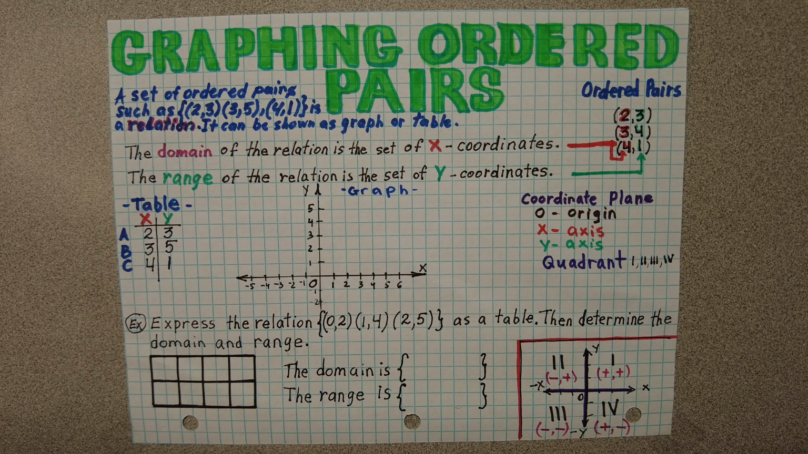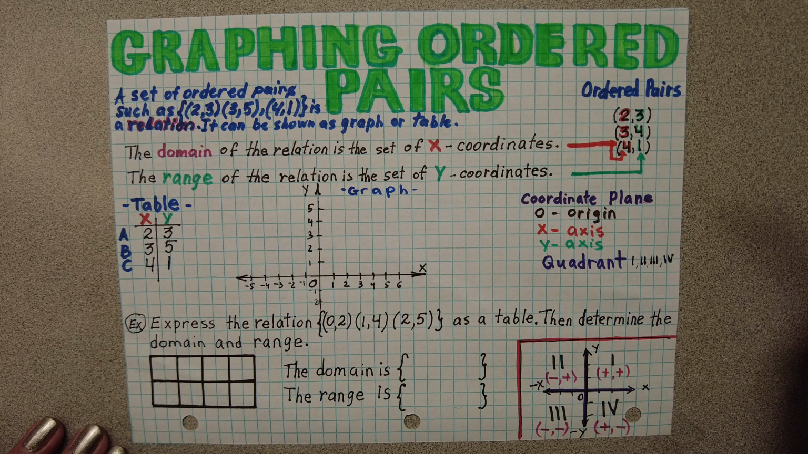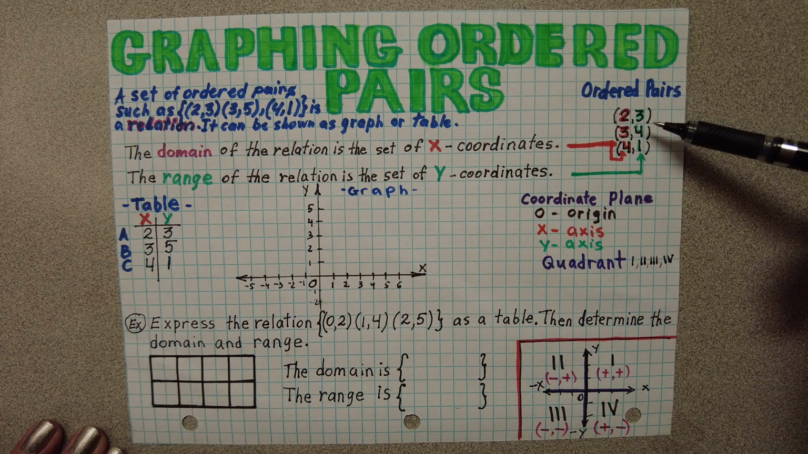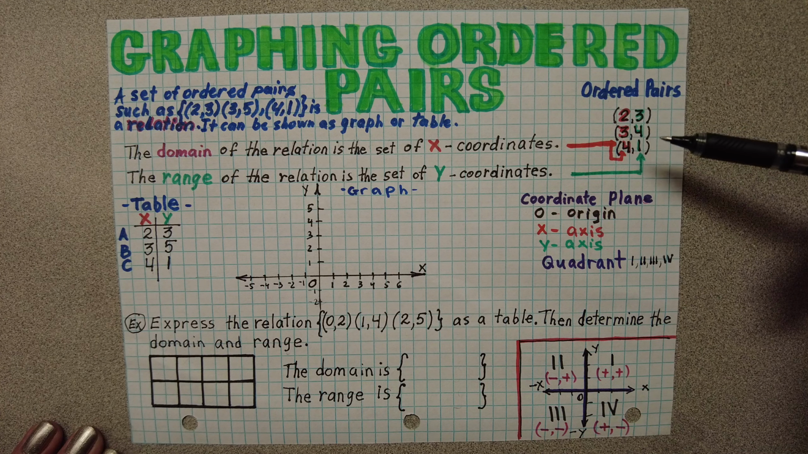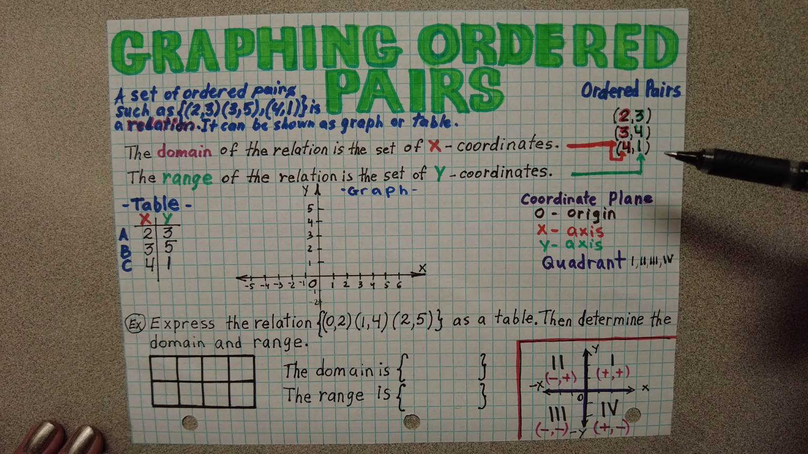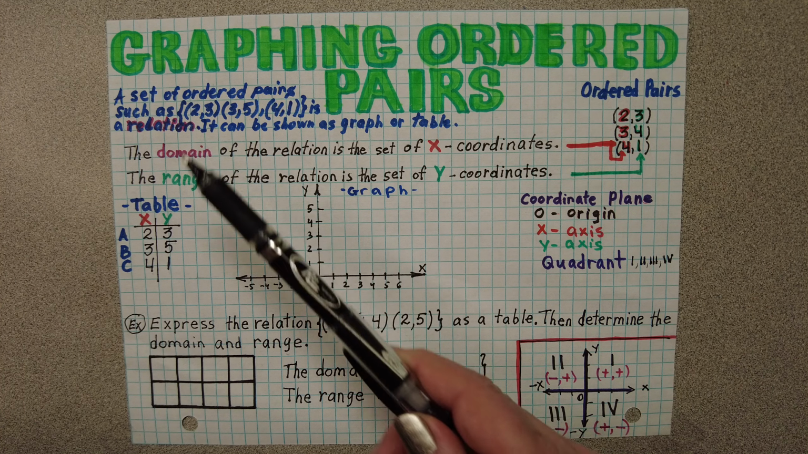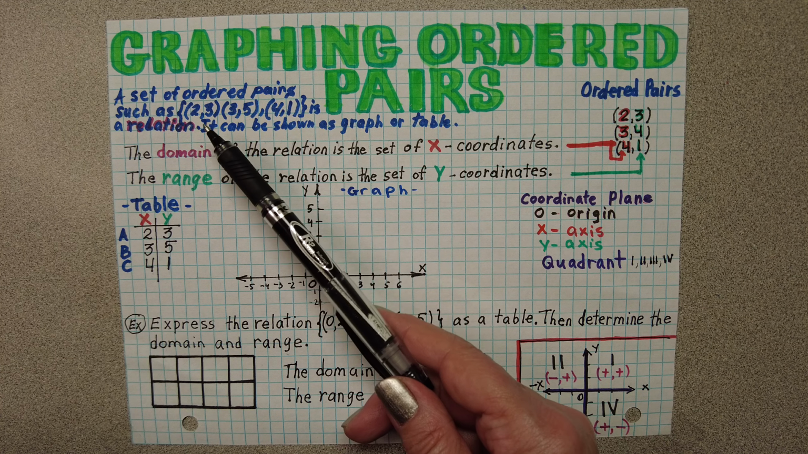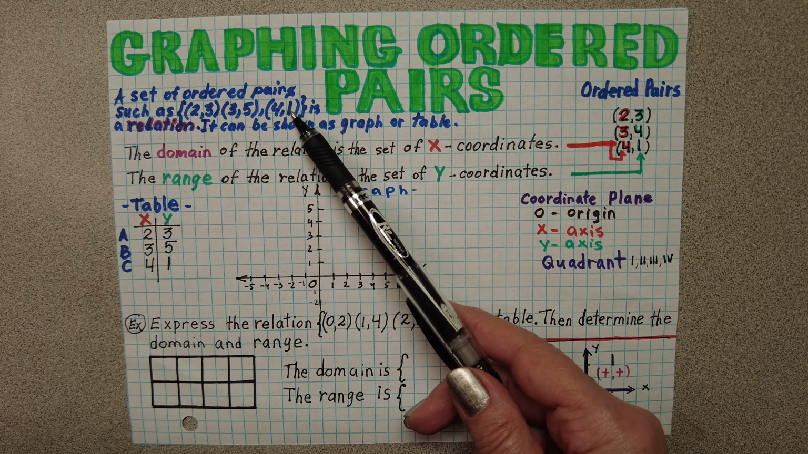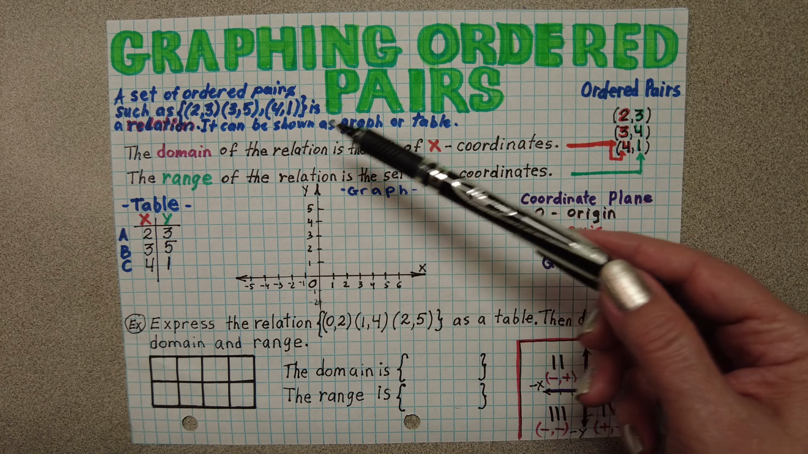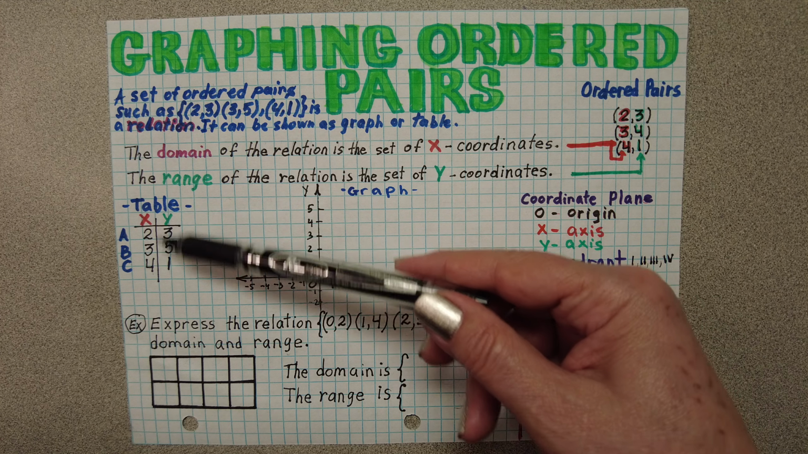Hello. In this lesson, we're gonna learn about graphing ordered pairs. Ordered pairs are numbers inside of parentheses, like (2, 3), (3, 4), and so on. Any different numbers can be ordered pairs. A set of ordered pairs such as (2, 3), (3, 5), (4, 1) is a relation. It can be shown as a graph or table.